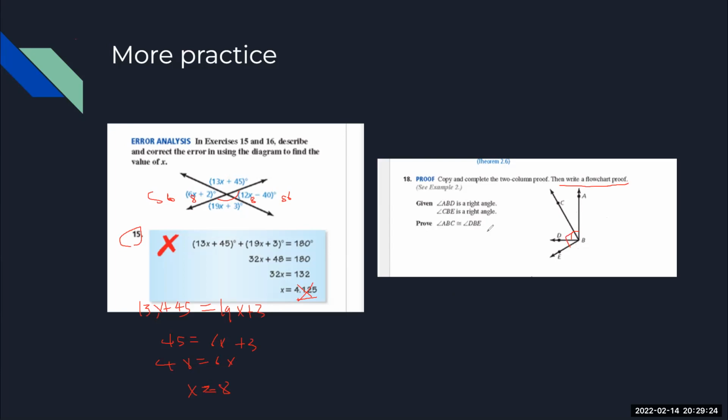All right. So according to the right angle theorem, whatever that is, you know that angle ABD is congruent to angle CBE. And this problem wants you to prove that angle ABC, which is right here, is congruent to angle DBE.